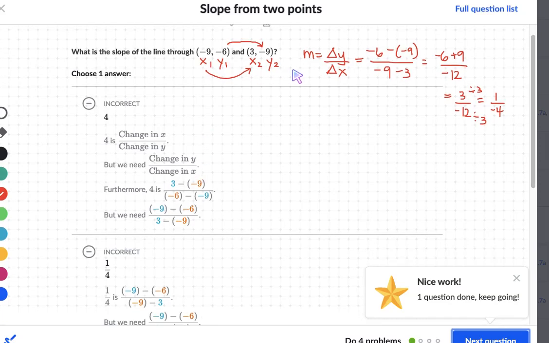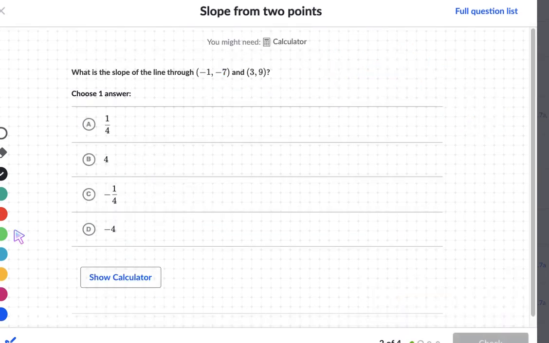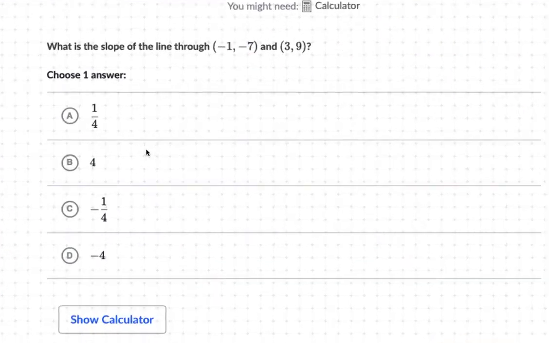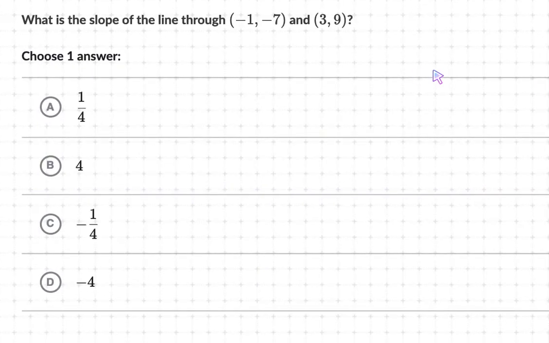So label them, do the subtraction, y's on top, make sure you follow the same order. Let's do another problem. Try this problem on your own first. What is the slope of the line through negative 1, negative 7, and 3, 9? Pause the video and try it on your own.